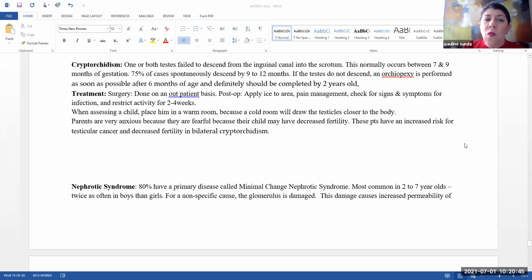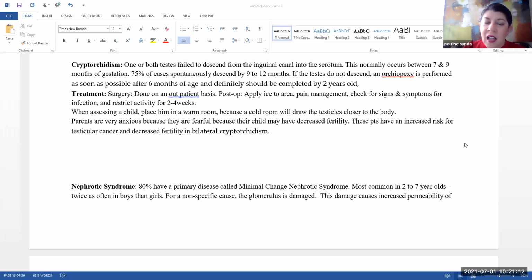Cryptorchidism. This is when one or both testes fail to descend from the inguinal canal into the scrotum. This normally occurs between 7 and 9 months of gestation. About 75% of cases spontaneously descend by 9 to 12 months. If the testes do not descend, an orchiopexy is performed as soon as possible after 6 months of age and definitely should be completed by 2 years old.